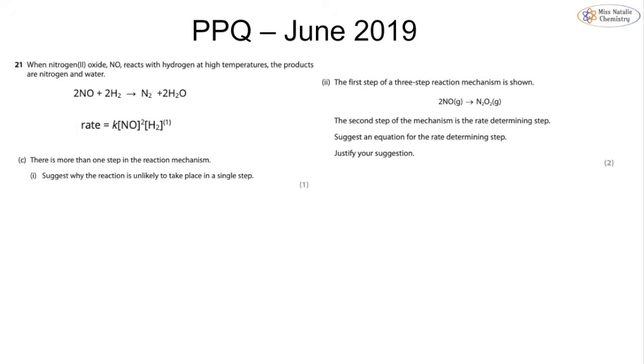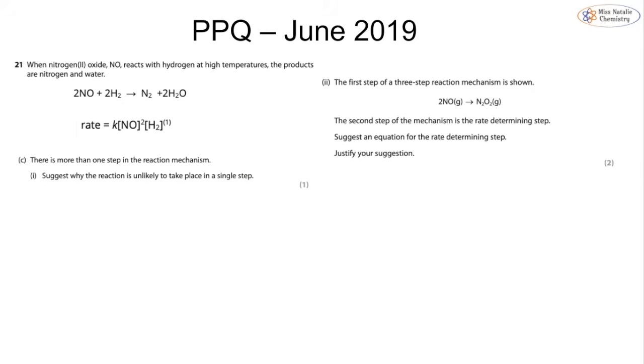So this is linking into the reaction that we were actually looking at in the first video. So we have our nitrogen(II) oxide reacting with hydrogen to produce our nitrogen and water. And these were questions from the previous video.